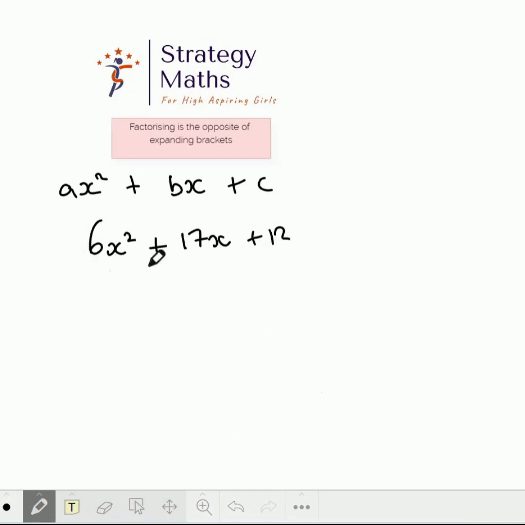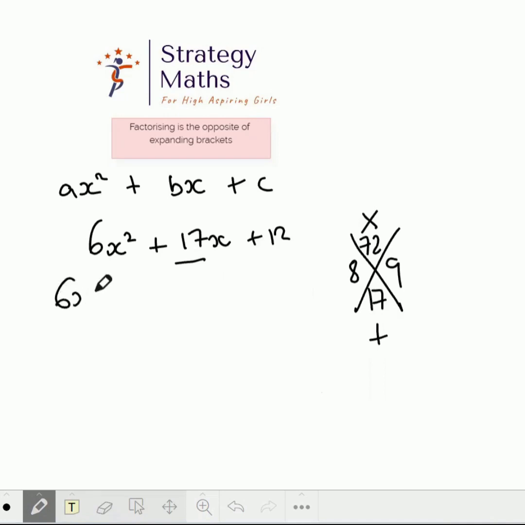So here we have our quadratic that we're going to factorise now in a logical fashion using the reversal of the grid method. The first thing that you need to do is multiply the coefficient of x squared with the constant number. So multiplying the value of a with c. So in this case, 6 times 12 is 72. We need to think of two numbers that multiply to make 72, but also have a sum of 17. So those two numbers would be 8 and 9.